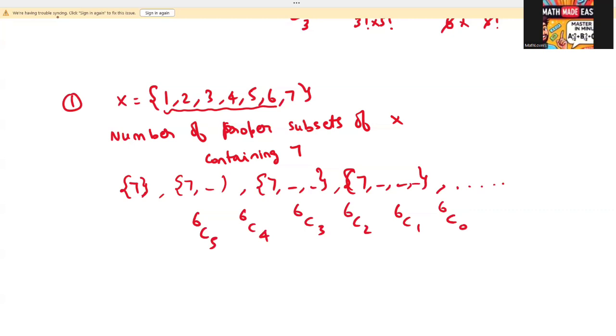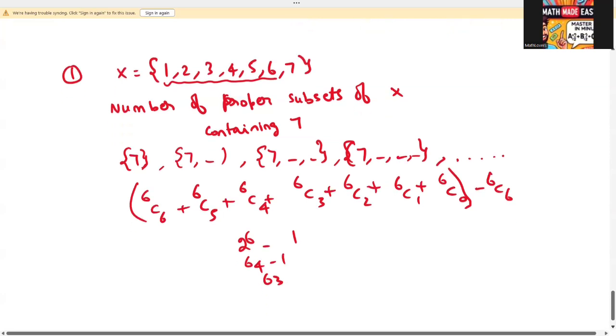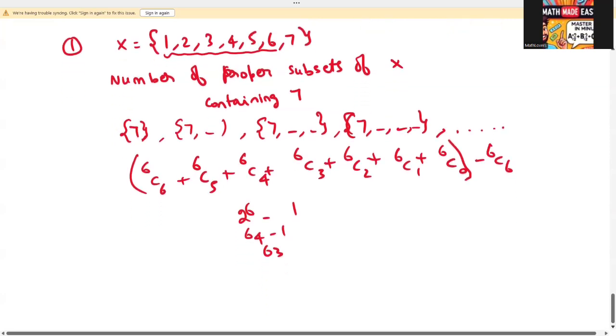Here only one term is absent, that is 6C6, because if I pull out all the 6 other elements, including 7, it will not become a proper subset. But for calculation purposes, we know that when we add all the binomial coefficients of any particular row, it will be equal to 2 power n. So I'm going to add and subtract 6C6. The value of this will become 2 power 6 minus 6C6, and 6C6 is nothing but 1. So 64 minus 1, 63 becomes the total number of proper subsets. Hope you like this miscellaneous question.